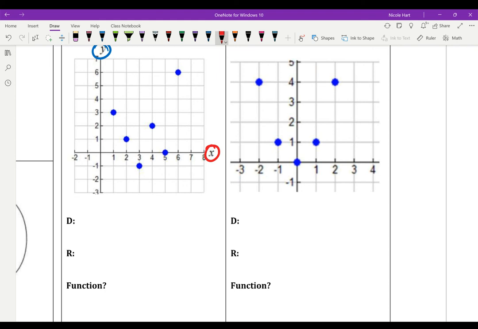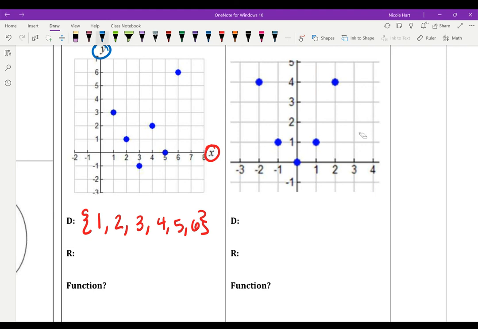So looking at the domain, we're going to start at the farthest left side of our graph and work our way over because our smallest numbers are on the left-hand side of the graph. So looking through, we have a point at 1, a point at 2, a point at 3, 4, 5, and 6 for our domain. So our domain has all the numbers 1 through 6.